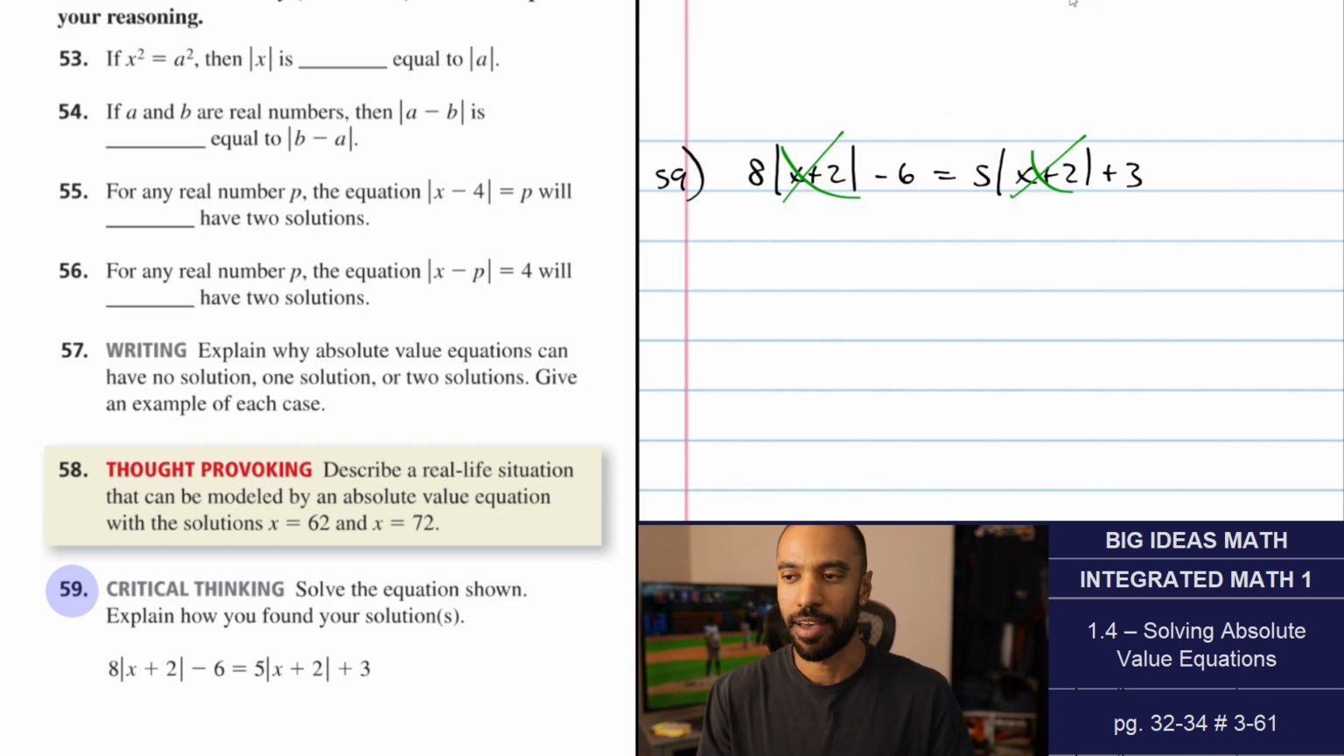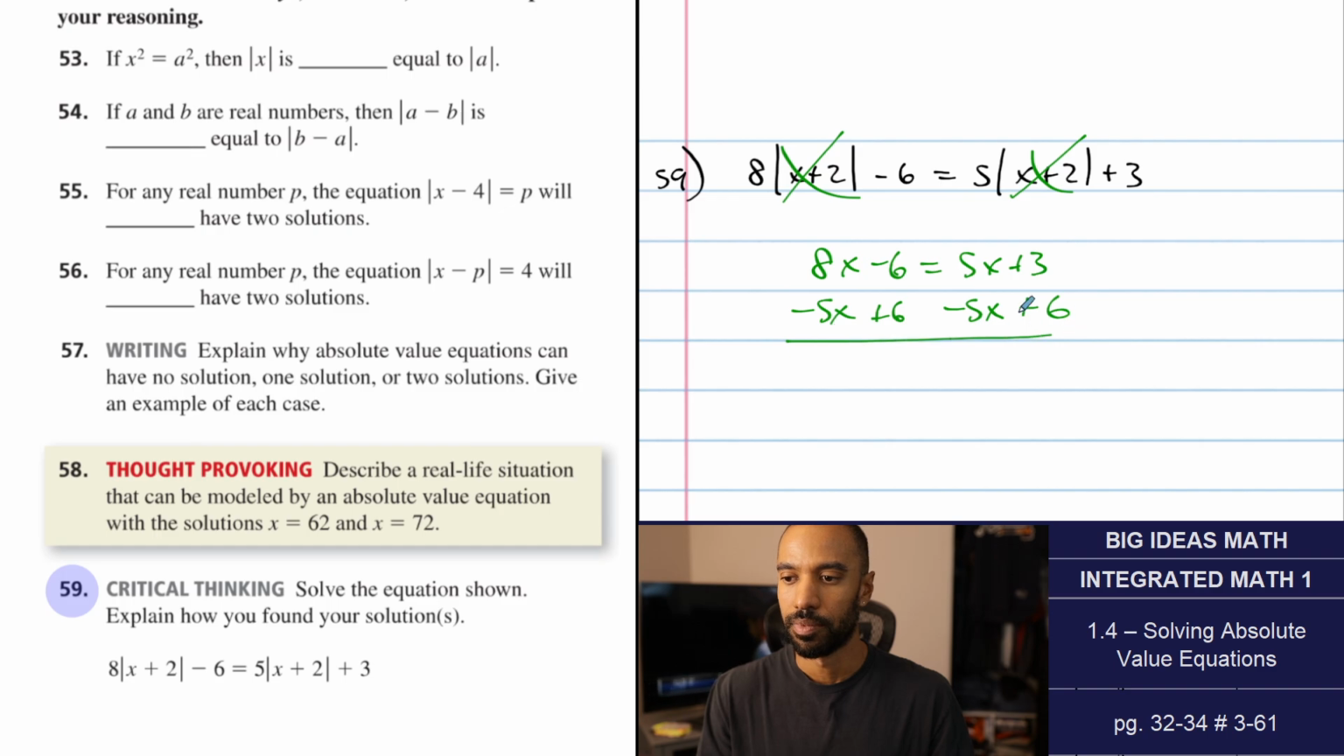What would I do with a big x if this problem said 8x minus 6 equals 5x plus 3? You would get the x's by themselves. You'd subtract 5x from both sides, you'd add 6 to both sides, and you end up getting 3x equals 9. And you keep solving.